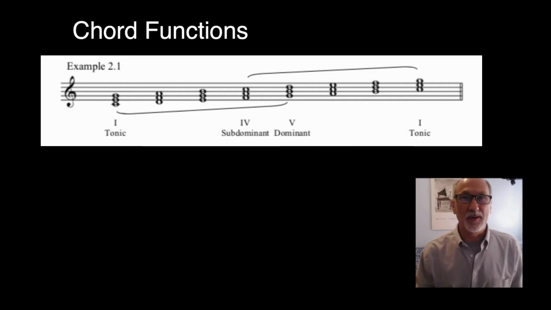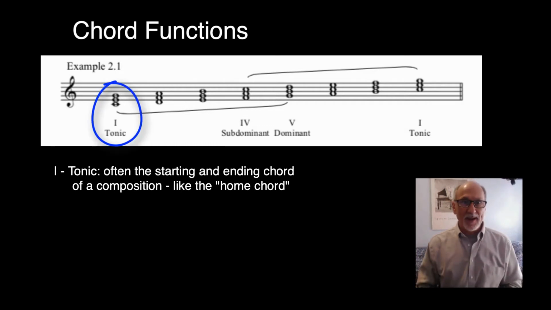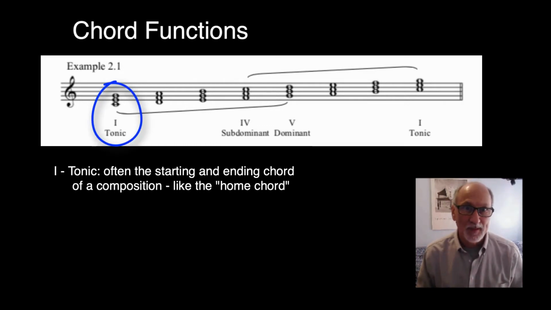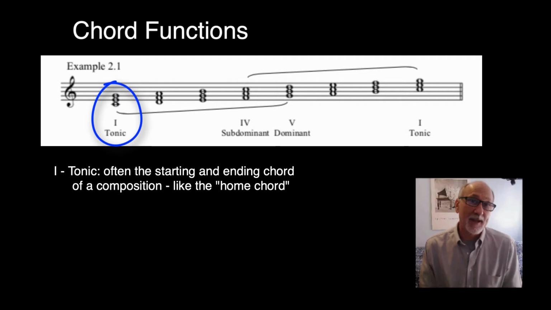The 1 chord is called tonic, and it's the defining harmony of the key. It's usually the starting chord as well as the chord that you use to end the music or return to. You can kind of think of it like home base in the music when you're listening to a composition.